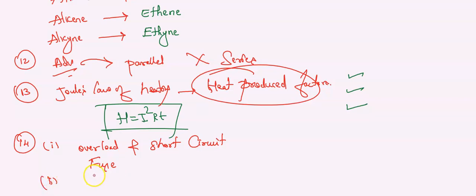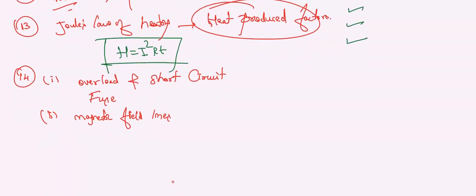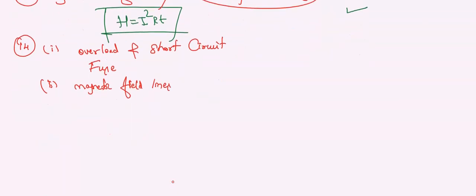Option 2: mention two properties of magnetic field lines. I hope this is a very familiar question with you all. Overload and short circuit, how it happens you know very well, and what is the function of fuse and properties of magnetic field lines. You can study that question.